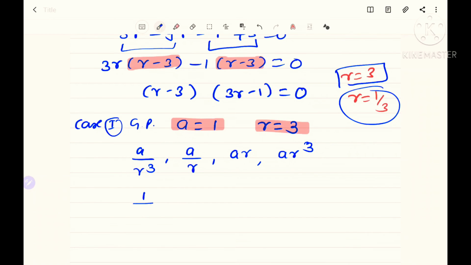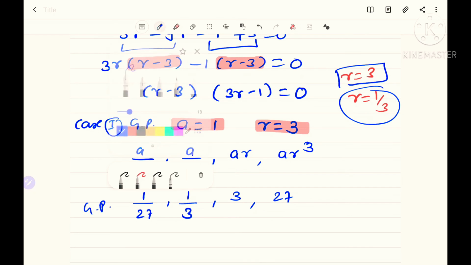So 1 by 3 cube is 27. Then a by r is 1 by 3. A into r, that is 1 into 3, is 3. And the last one, 1 into 3 cube, is 27. So these are the 4 numbers required in the given problem.